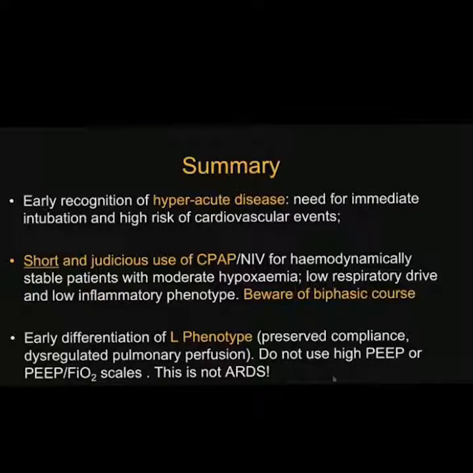And finally, understand that patients who have COVID-19 might have COVID-19 pneumonitis, and as a result, you should not just throw the kitchen sink and treat them like ARDS. You need to understand the physiology to be able to help these patients.